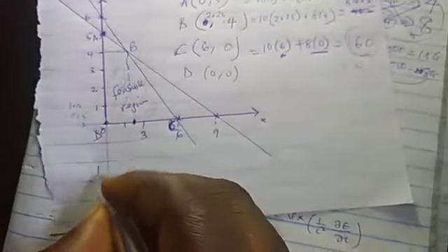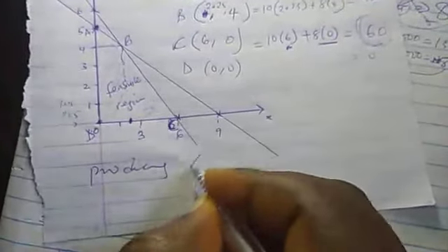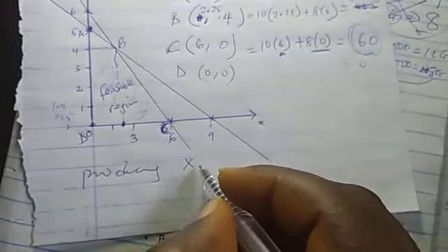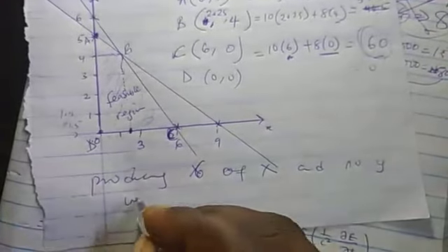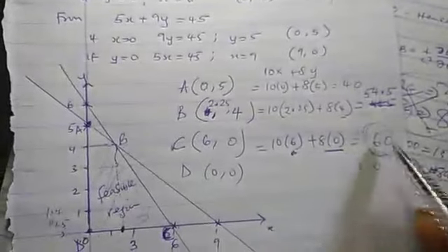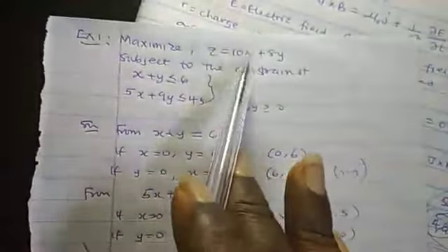So in that case, I can say that producing 6 of x and no y will give a maximum profit of 60. So the maximum profit we have here is 60. That will be the maximum. So the maximum of this function subject to this constraint is 60. So we have successfully found that.